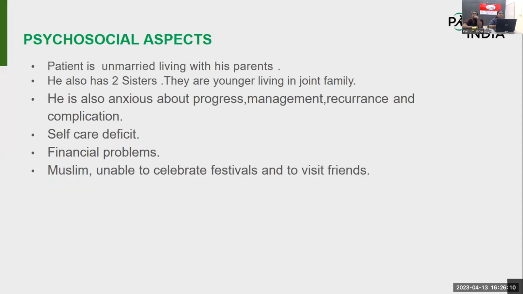Previous. So here, if you look into the psychosocial aspects, he has some financial problems. He is anxious about his prognosis. He is not able to study. He is not able to do anything. He is bedbound. Lot of psychosocial issues there, no? We have to explore that part.